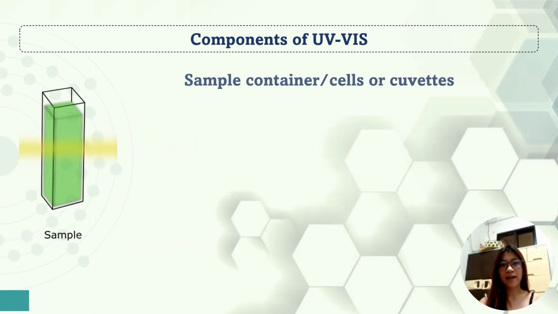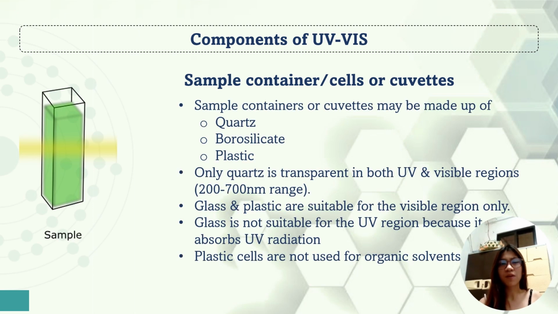Next is the sample container, or cells or cuvettes. Sample containers or cuvettes may be made of quartz, borosilicate, or plastic, but only quartz is transparent in both UV and visible regions. Glass and plastic are suitable for the visible region only, and glass is not suitable for the UV region because it absorbs UV radiation. Plastic cells are also not used for organic solvents.